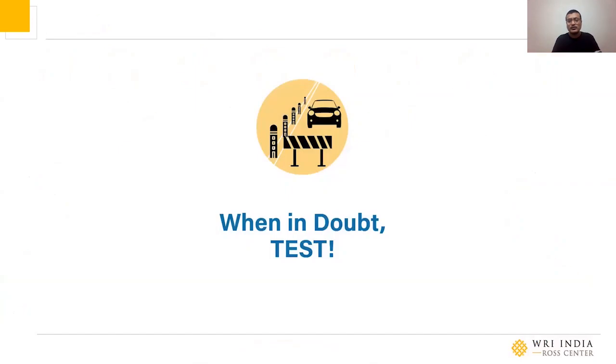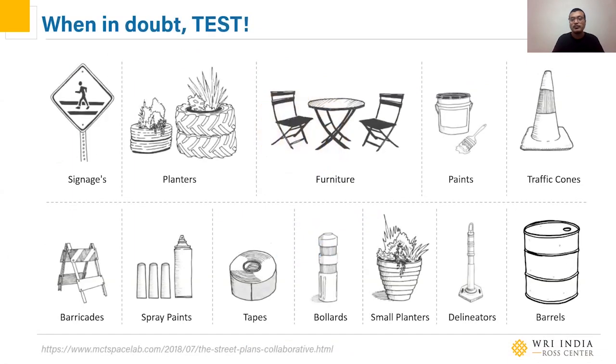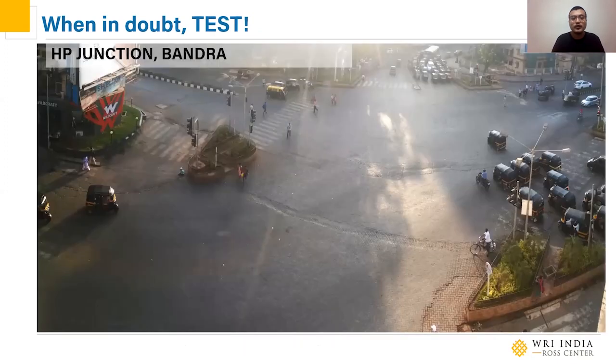Now, after designing, if there are still any doubts about how this design will perform on the ground, we can always test before executing. For that, we can use simple materials like paint, barricades, traffic cones, etc. Before going for permanent execution, even HP Junction went through a trial process.